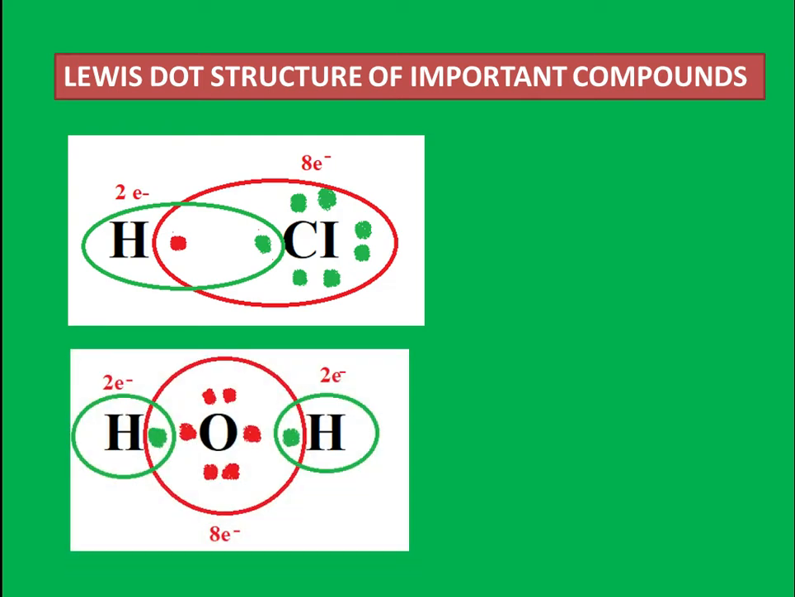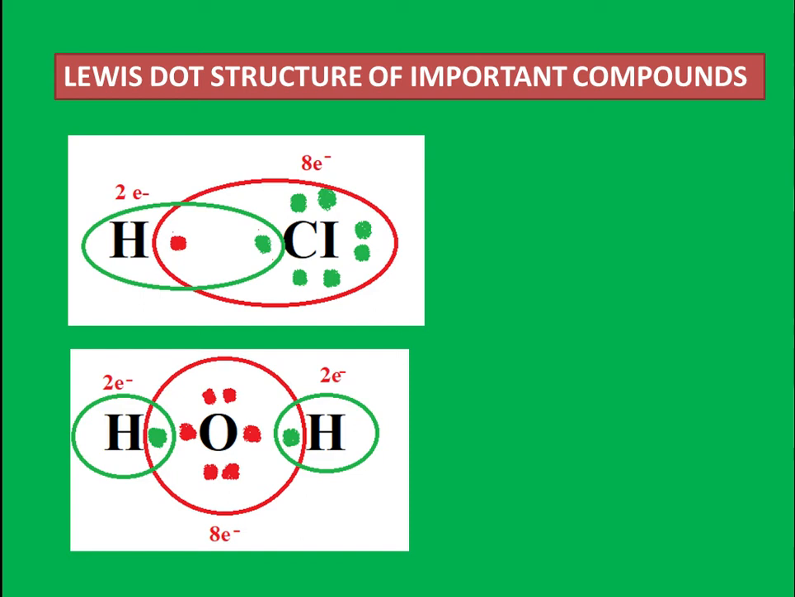Come to the next very important structure, water. Life on earth exists only because of water, so we include this molecule here. You can see here oxygen has 6 electrons in the outermost shell because its electronic distribution is 2 and 6. So its valence shell contains 6 electrons. So it requires 2 more electrons. That means it must share 2 electrons.